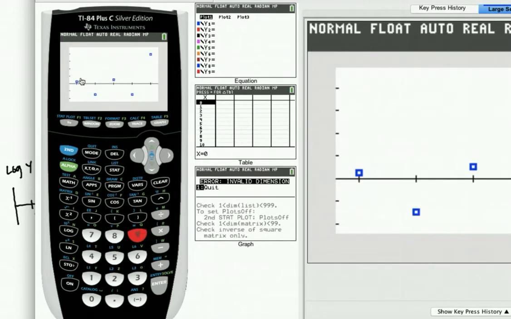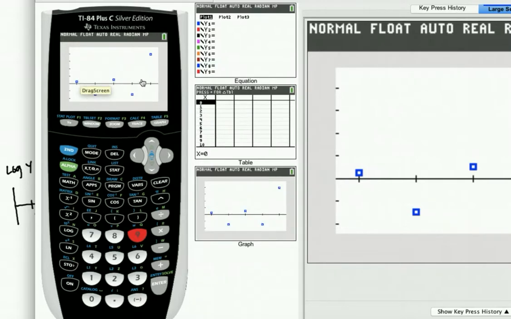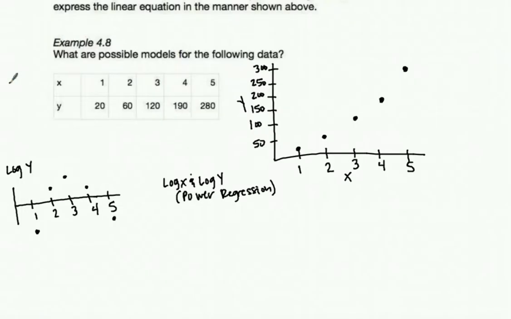So whenever you do that, notice that you've got some random scattering. Definitely no pattern to it, no curved pattern to it anyway. And so we're good to go.